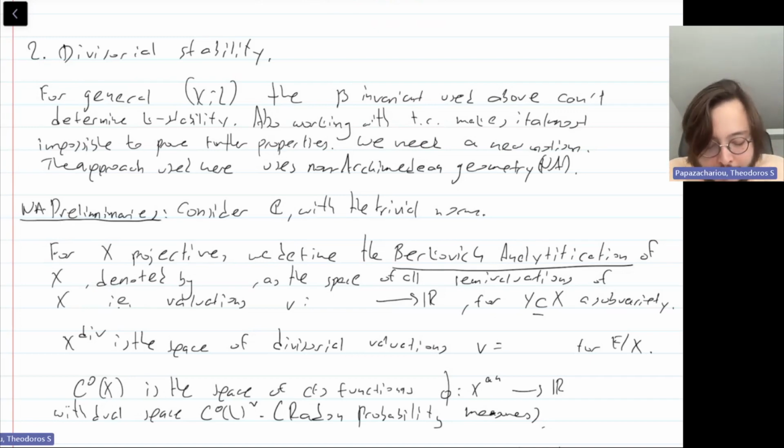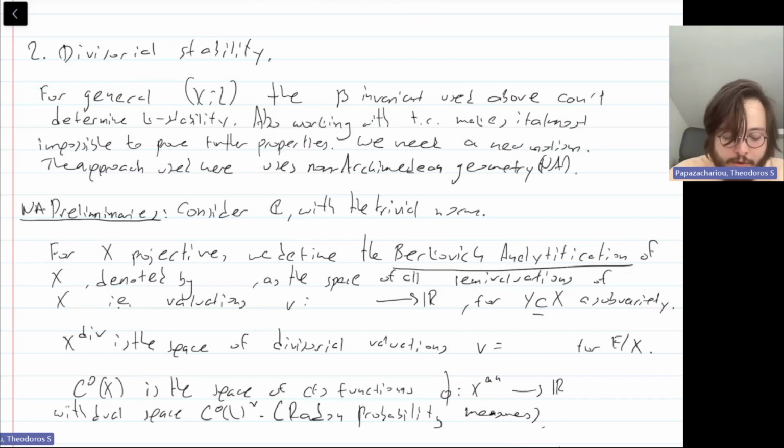The other thing is that I mentioned this before, but working with test configurations is really, really hard to do anything. We can't prove any properties. So in reality, we want to introduce new notions. So we want to introduce new invariants, maybe, that will allow us to introduce valuative criteria. But up till last year, we didn't really know how to do this. And this was only recently done.